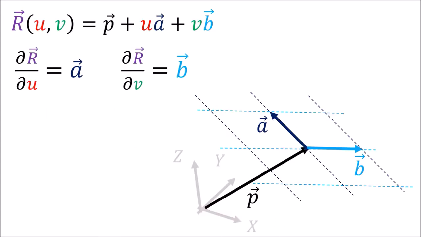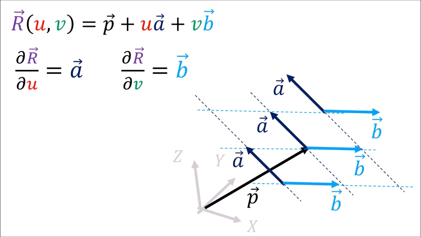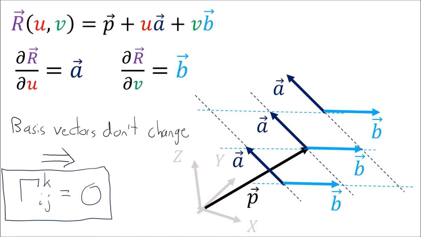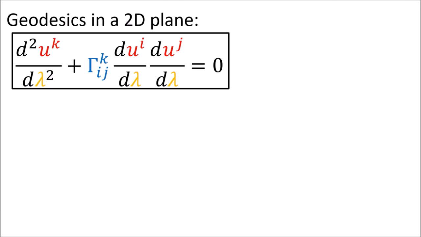And for the flat plane with this coordinate system, having zero Christoffel symbols makes sense. Remember, the Christoffel symbols track how the basis vectors change from point to point. And since the basis vectors everywhere in this plane are constant and don't change, it makes sense that the Christoffel symbols are zero. So now let's go on to step two, solving the geodesic equation.